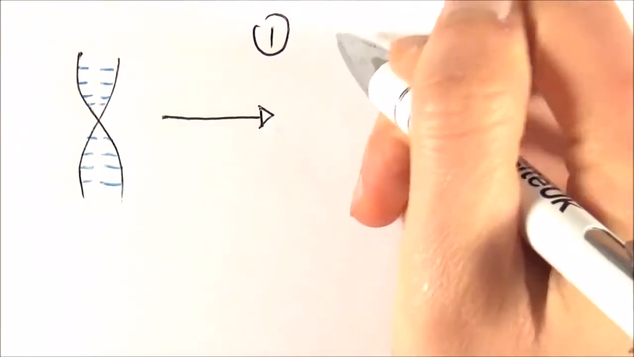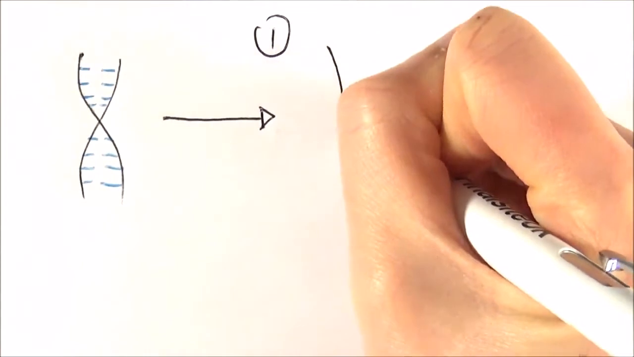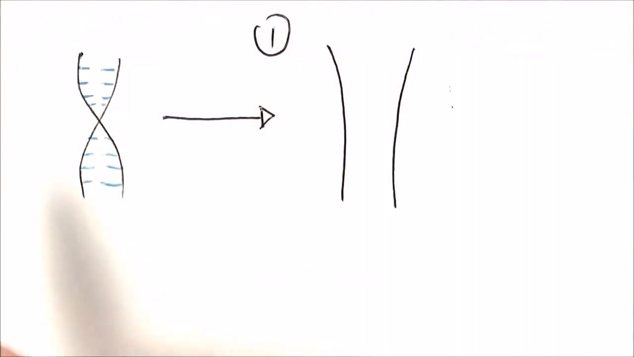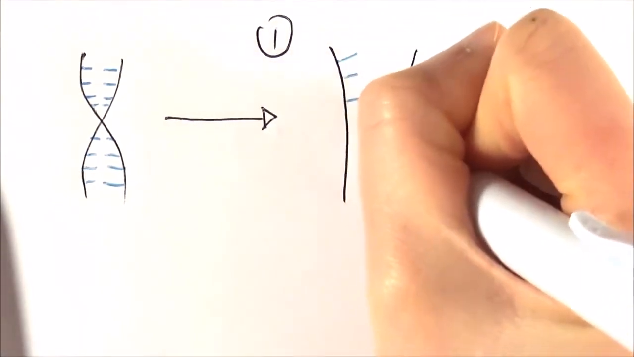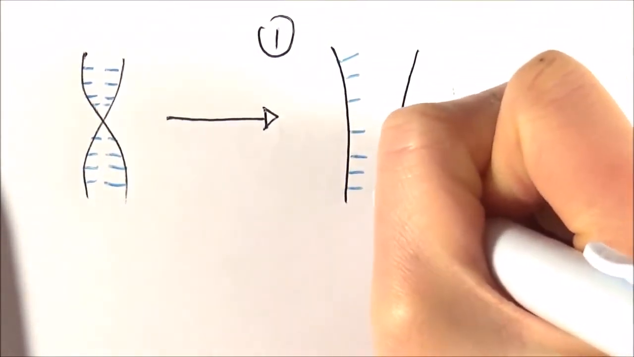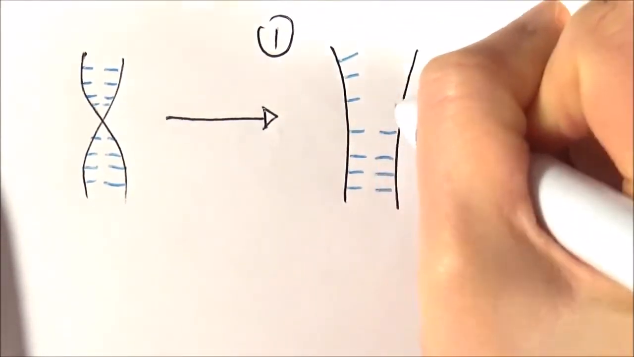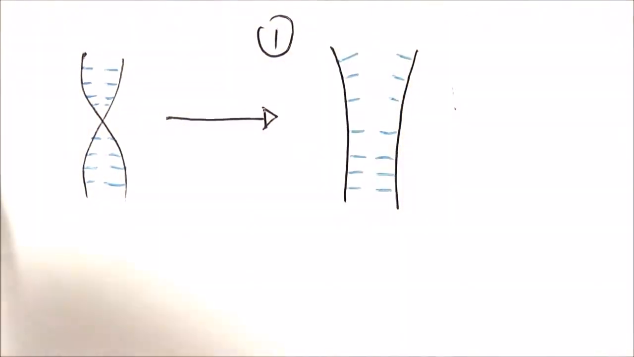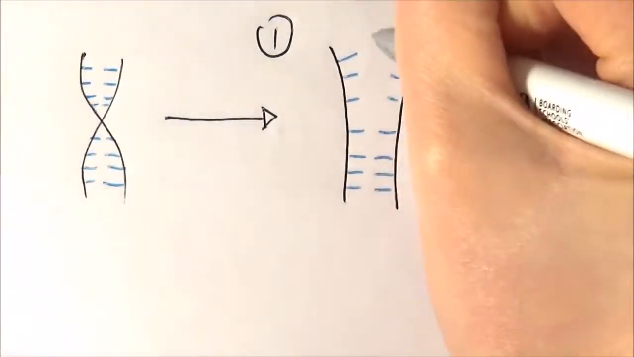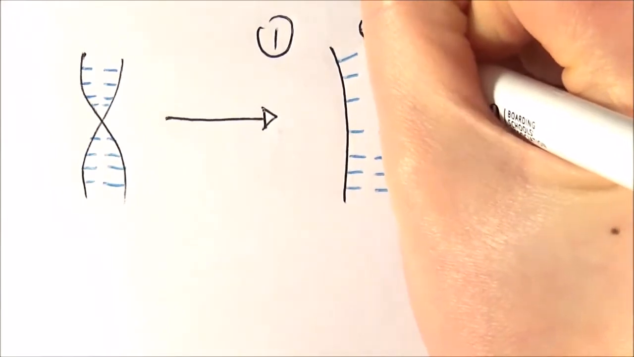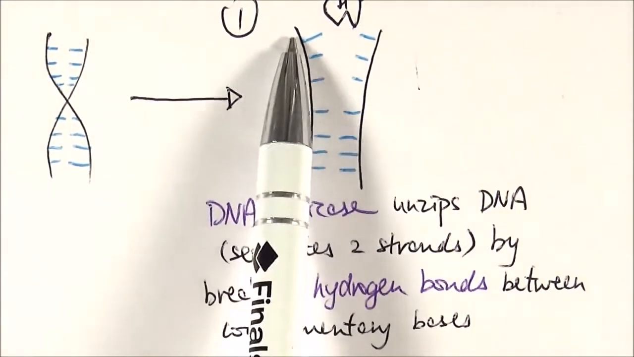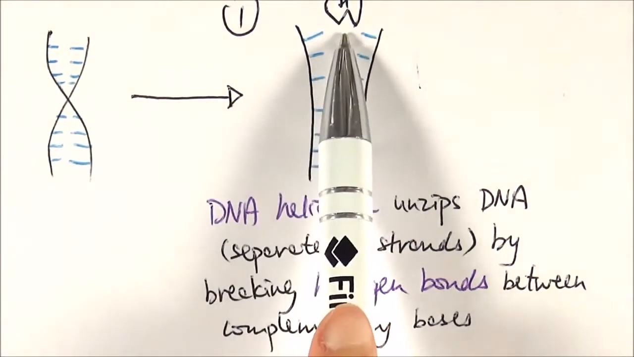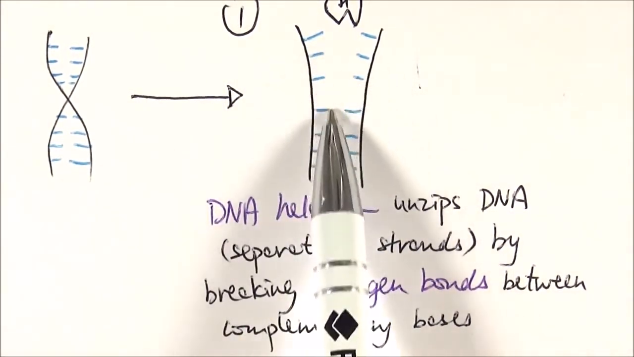So let's say the DNA unwinds, so it becomes like this, parallel to one another as you can see, and the hydrogen bonds in between break, so they are no longer joined up together properly. That is due to the action of an enzyme called DNA helicase. What it does is unzip and unwind the DNA like so, and it unzips it by breaking the hydrogen bonds in between.